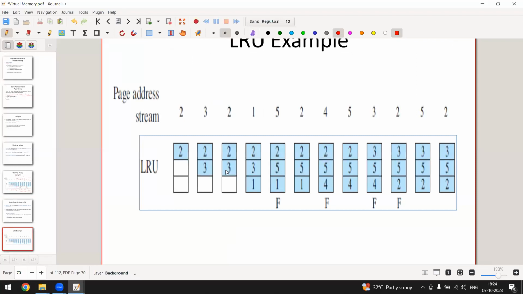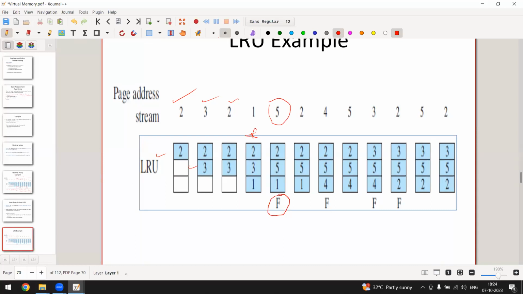So, an example of LRU. Again, initially 2 is brought into the memory, then 3, then again 2 is already present, then 1. So now the situation is this: 2, 3, 1. The next reference is 5. Since 5 is not present, I have to generate a page fault.